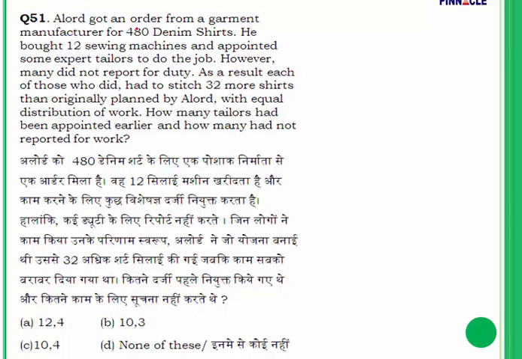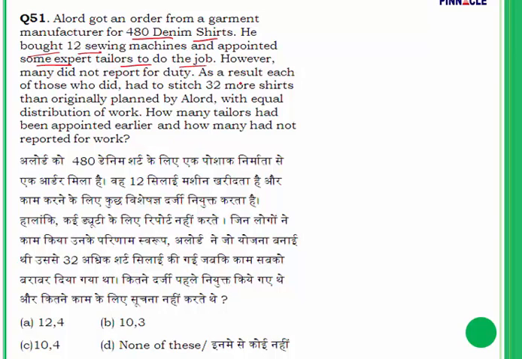Question number one. A lord got an order from a garment manufacturer for 480 denim shirts. He bought 12 sewing machines and appointed some expert tailors to do the job. However, many did not report for duty. As a result, each of those who did had to stitch 32 more shirts than originally planned by the lord. With equal distribution of work, how many tailors had been appointed earlier and how many had not reported for work?